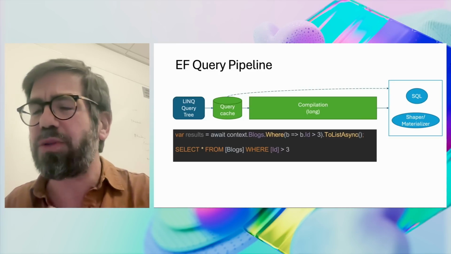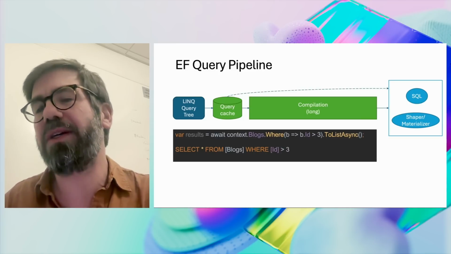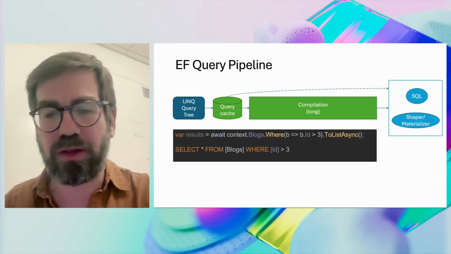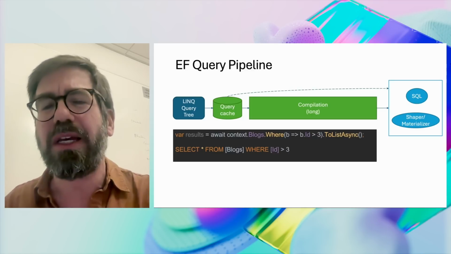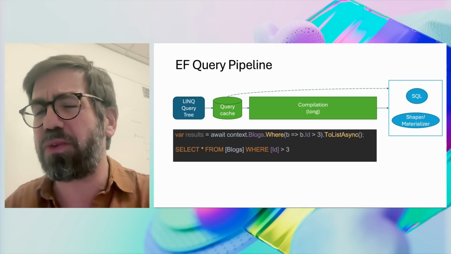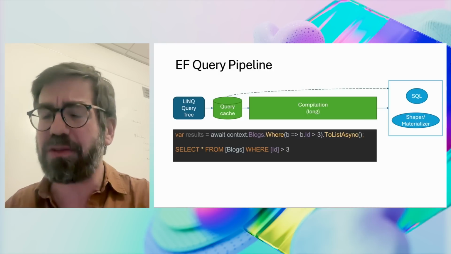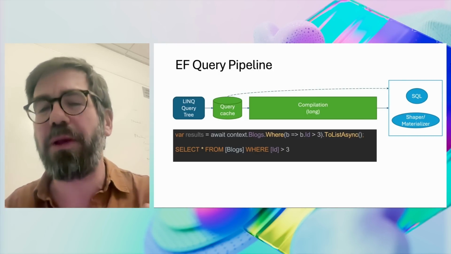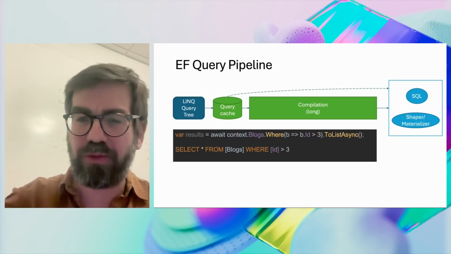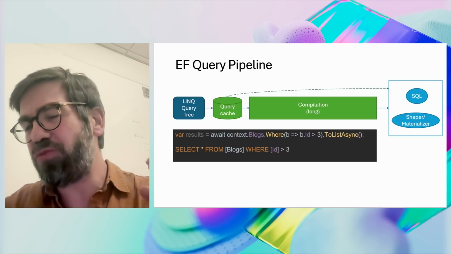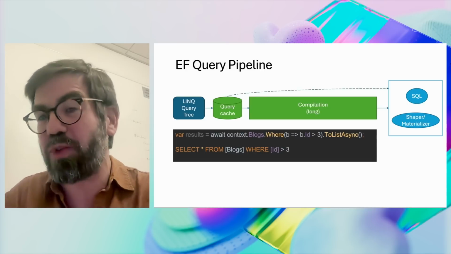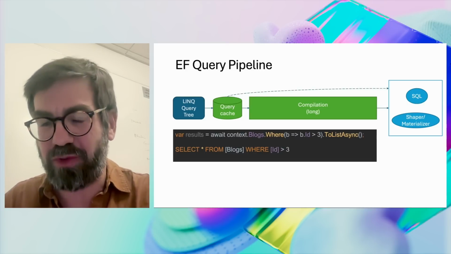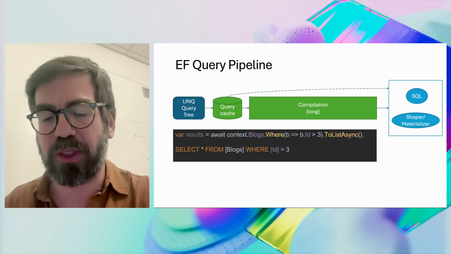Out of this compilation process, we get two outputs or artifacts. One is, of course, the SQL. Everybody knows this. But the second thing, which people sometimes don't realize, is that we also have to create something called a shaper or a materializer, which is a piece of code that will read the results coming back from the database. We sent the SQL, we get the results. Something needs to read those results and materialize blog instances out of them, which is what you, the developer, want to do, right? You want to get blogs from us.